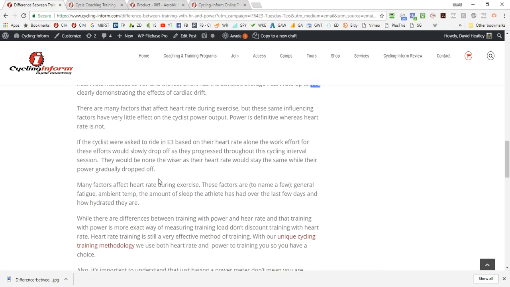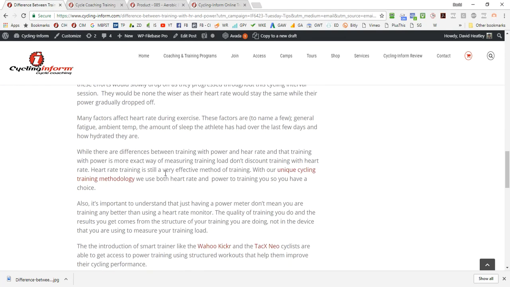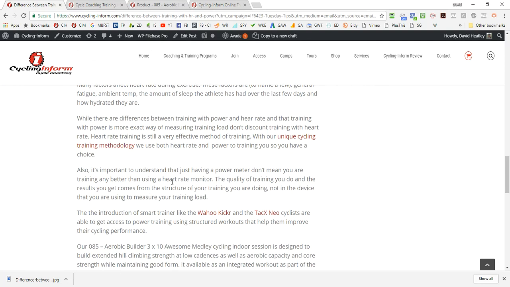Now the interesting thing is that it's important to understand that just because you've got a power meter doesn't necessarily mean that you're training any better. Obviously there's some really good quality training that you can do with heart rate, and all our training programs you can do with both heart rate and power. But obviously with the introduction of smart trainers like the Wahoo Kickr and the Tacx Neo, you're able to get access to this fantastic ability to train with power. But it's important to understand that it's the structure of the training that you're doing, not the device that you're using to measure your training load, that's important.